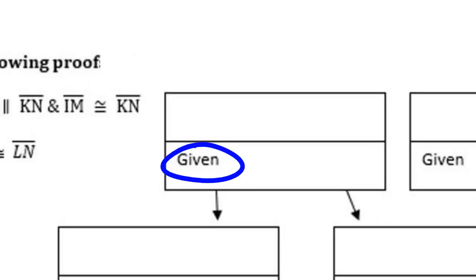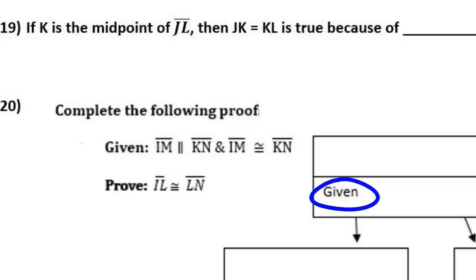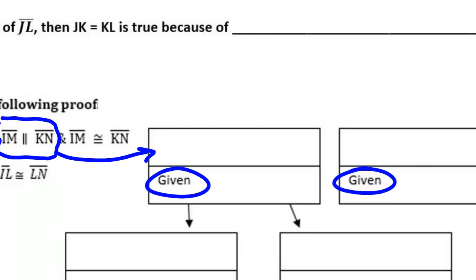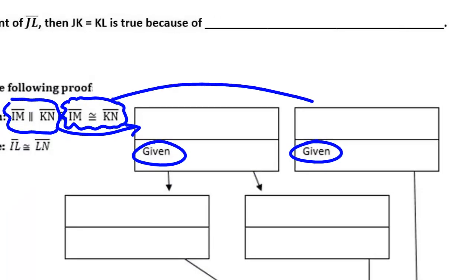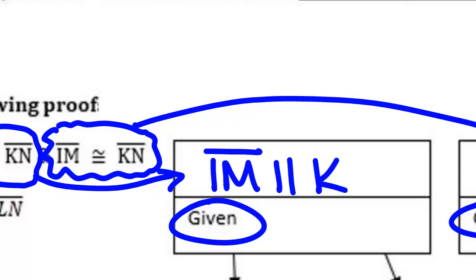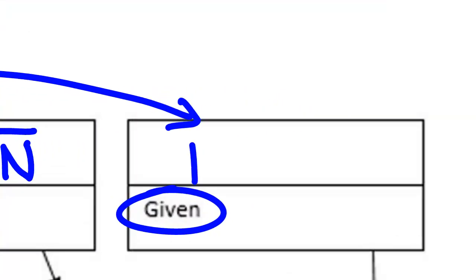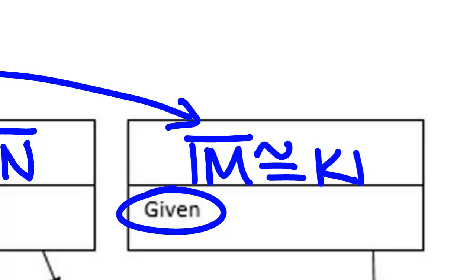The first two top boxes have given me my reason. The reason is given. So I'm going to take this information and put it into those two top boxes. Into the first one, I'm going to put that IM and KN are parallel. And into the second one, I'm going to put that IM and KN are congruent.